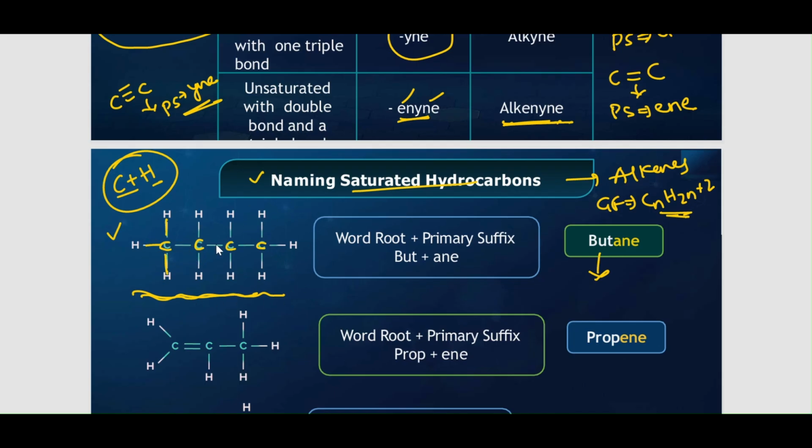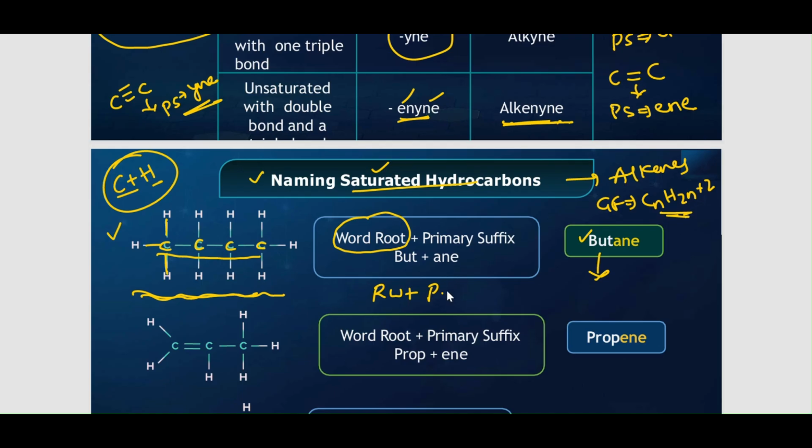First we have to see the root word. Here specially we are discussing only saturated hydrocarbons. Clear? So for that I have given only single bonded carbon compounds. Now first I am observing the root word. That root word is for 4 carbons, so therefore here it is but. And next, after the root word, that is suffix.